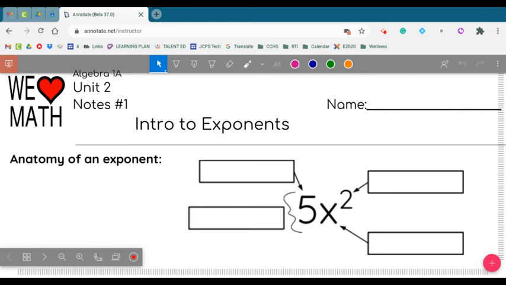Okay, today we're going to be in our Unit 2, and this is going to be our notes number 1. So Unit 2, we're going to be covering exponents, and we're going to be covering polynomial operations. So to start us off with exponents, we're going to go over some of the parts of an exponent and what an exponent truly means.